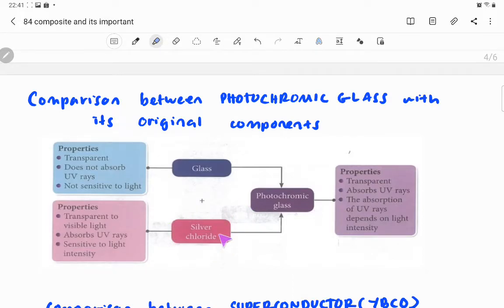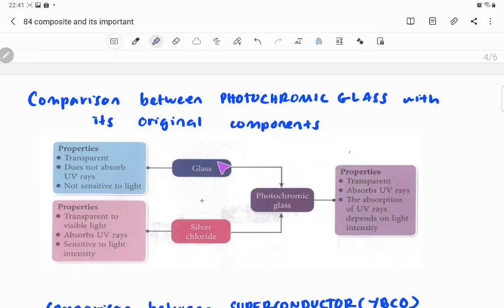Sebab itu bilamana ada je cahaya matahari, photochromic glass ni, okay, dia akan become darken. Okay, so glass, as you can see, dia punya properties transparent, okay, and then dia does not absorb UV rays, not sensitive to light. But for silver chloride, okay, dia punya properties is transparent to visible light, absorb UV rays, and sensitive to light intensity.